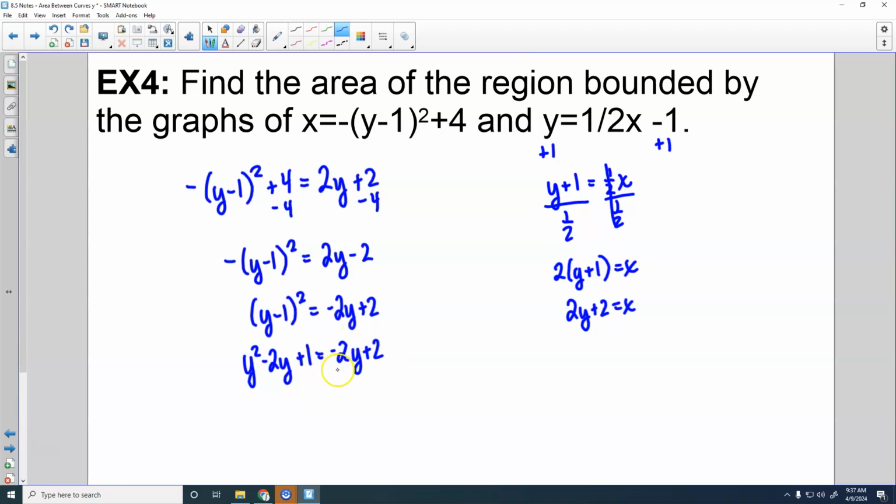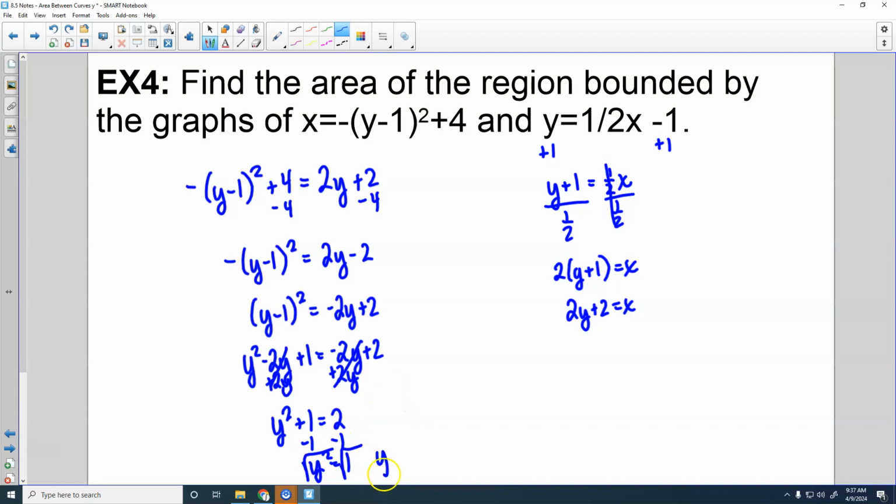Okay, let's move everything to one side. Well, actually, if I move that 2y right there, it just cancels out on both sides, right? So now I've got y squared plus 1 equals 2. You could move everything to one side and factor, or in this case, just subtract your 1. Y squared equals 1. I will square root both sides.